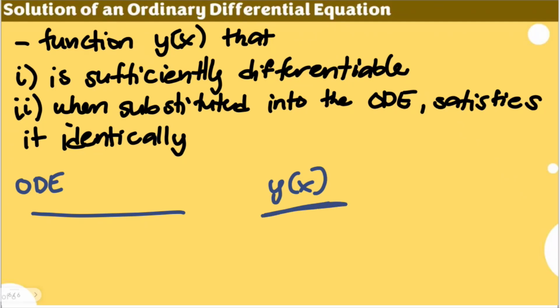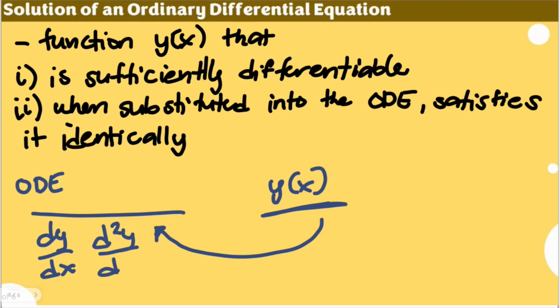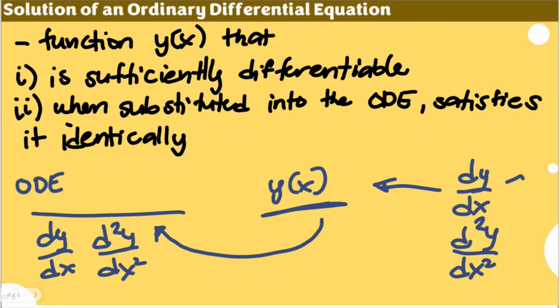To verify that this is a solution, once substituted there, if the ordinary differential equation has a first order derivative, or a second order derivative, you are to take the first order derivatives of this function as well, and even the second order derivative, so that when you substitute the results into the ordinary differential equation, if it satisfies that equation, then this is really a solution.